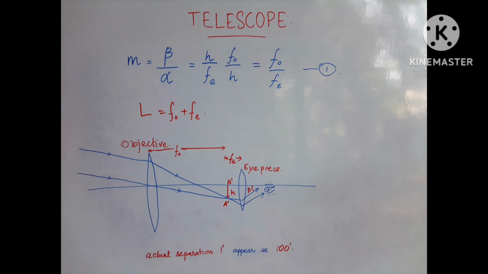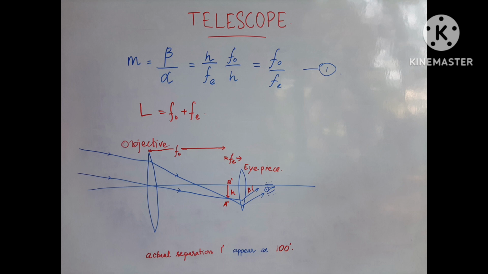But here, the objective has a larger focal length and a much larger aperture than the eyepiece. So light from the distant object enters the objective and focuses at the second focal point of the objective lens. And from this image, the eyepiece forms an image like a simple microscope.